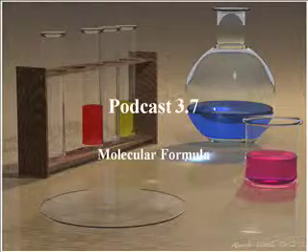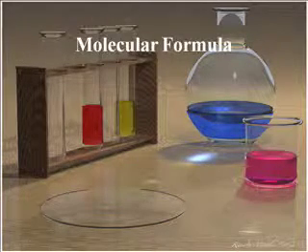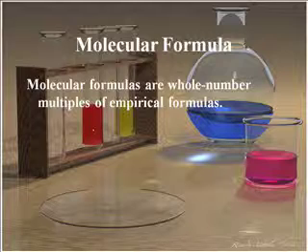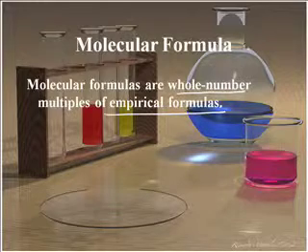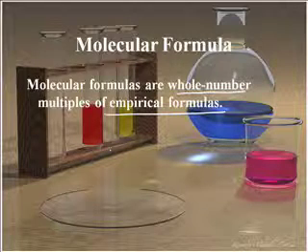So podcast 3.7, molecular formulas. So let's talk this through, Mr. Sams. All right. So what is this whole molecular formula thing? All right, so molecular formulas, like it says, are whole number multiples of empirical formulas. So just like Mr. Bergman's 5 fingers to 1 hand, he multiplied it by 2 to get his actual 10 fingers to 2 hands.